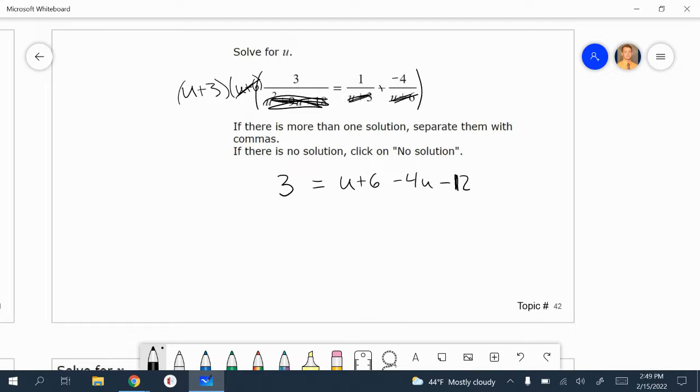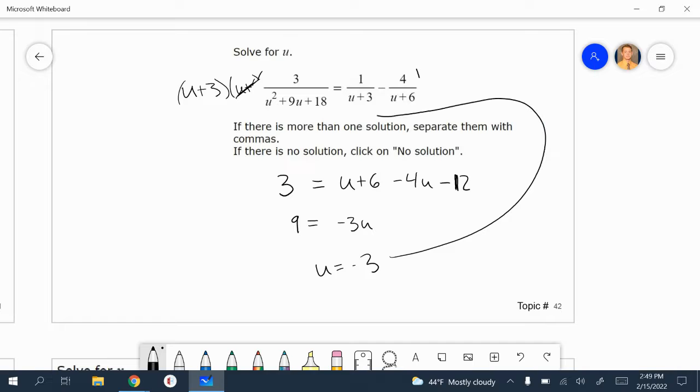Okay, so then, again, we're just solving. So we'll do negative 3 plus 12, which is 9, equals negative 3u. So u must equal negative 3. And we should check in our original question, if I erase these, does this negative 3 make anything equal 0 on the bottom of the fraction?